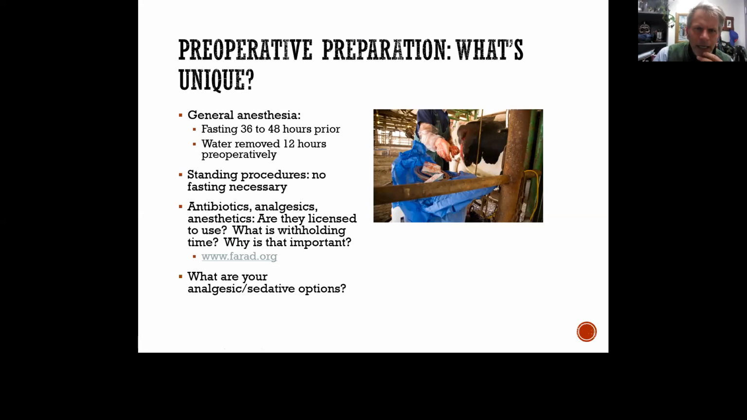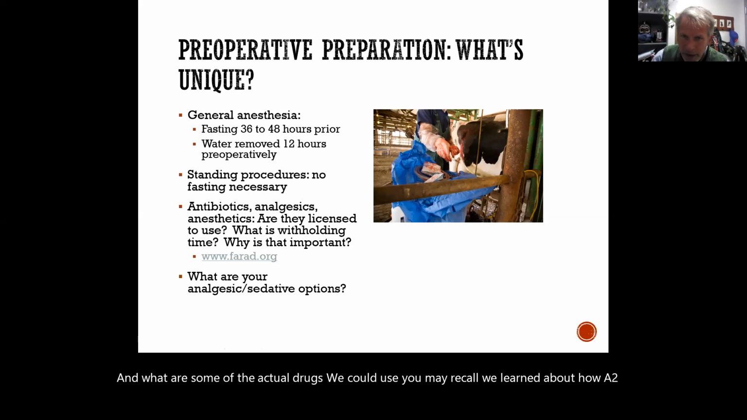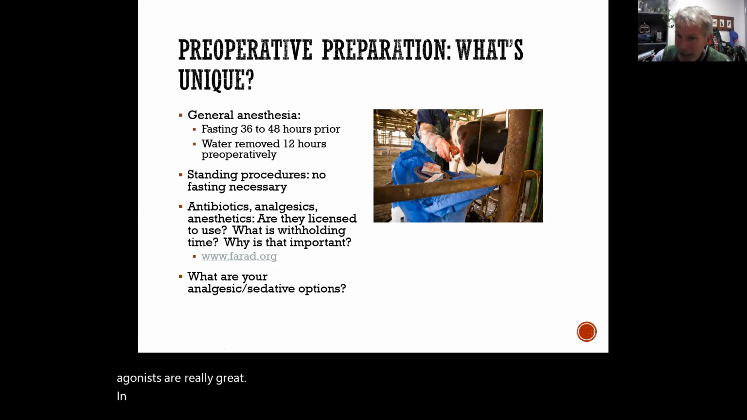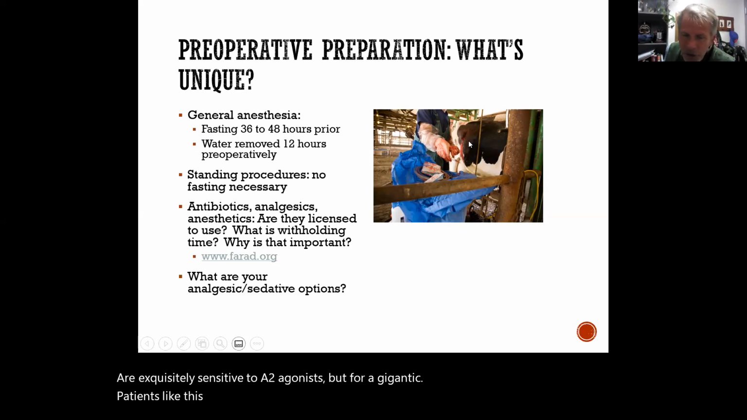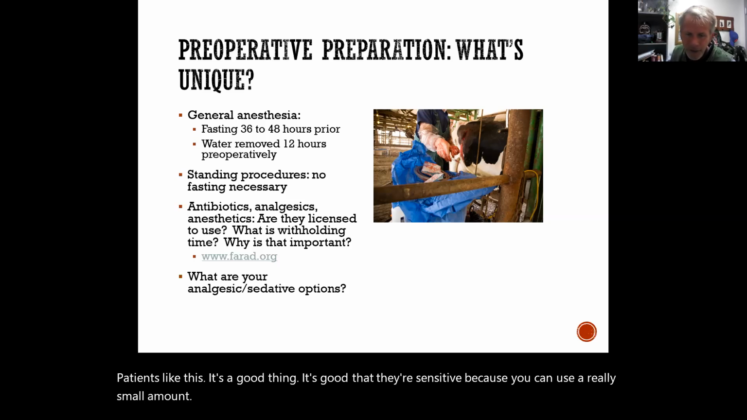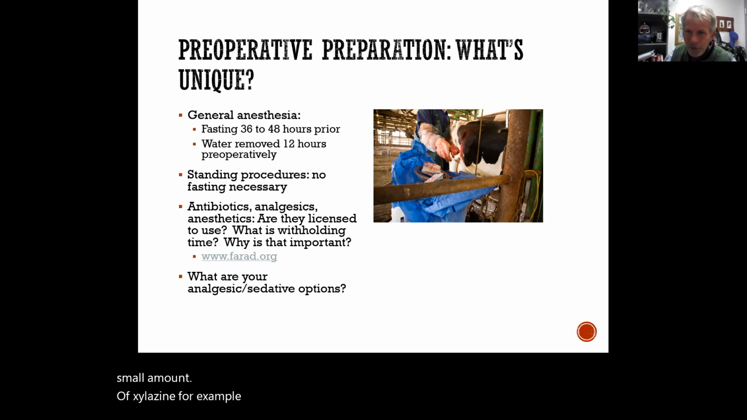Okay. And what are some of the actual drugs we could use? You may recall we learned about how alpha-2 agonists are really great in ruminants. We have to be really careful because ruminants are exquisitely sensitive to alpha-2 agonists. But for a gigantic patient like this, it's a good thing. It's good that they're sensitive because you can use a really small amount of xylazine, for example, and it's good for pain.